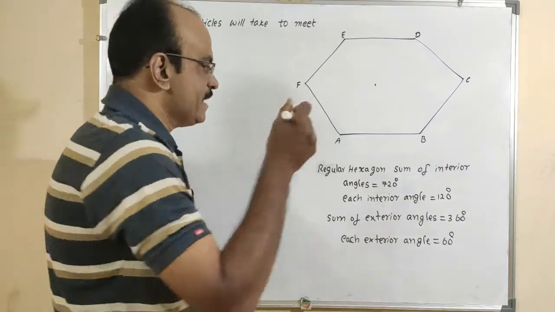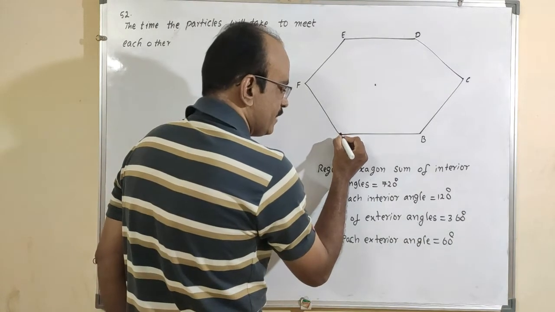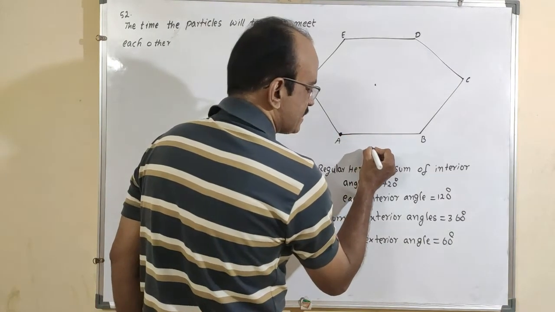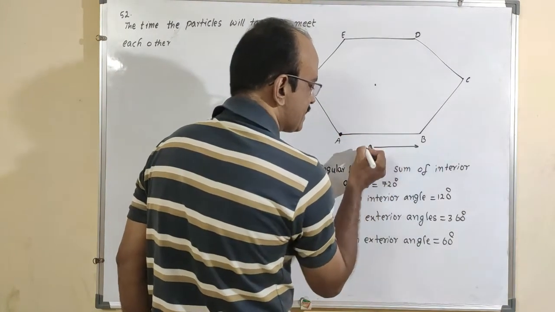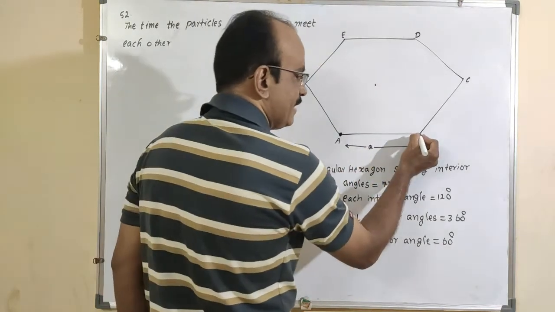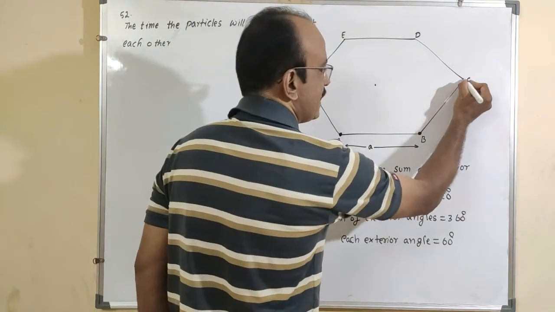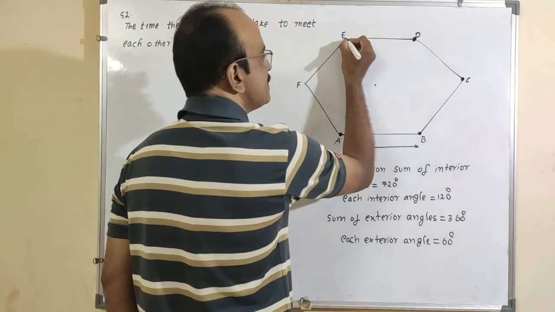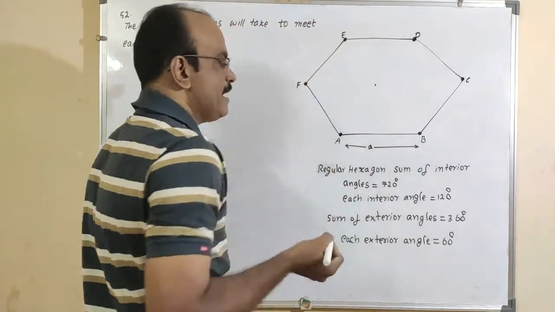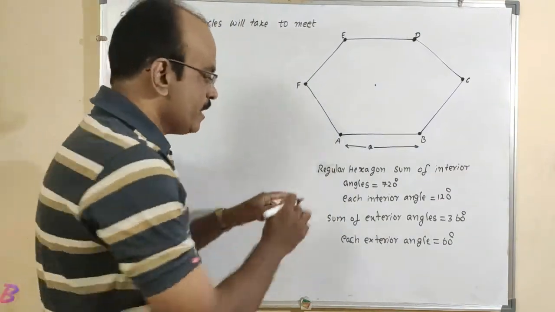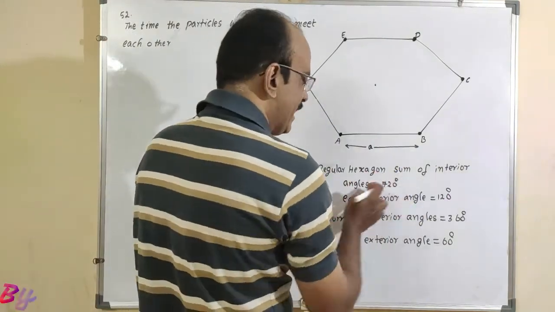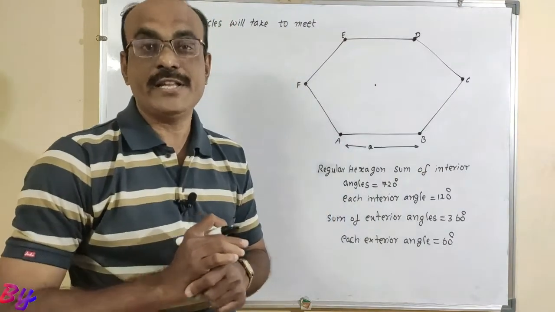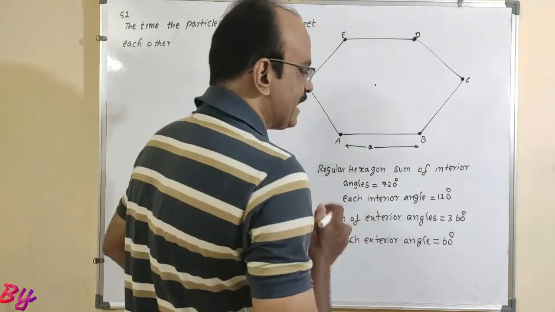Question, what is given? It is a regular hexagon. The side of the regular hexagon is A, and six particles are placed at the corners of the regular hexagon, A, B, C, D, E, F. And here one thing we have to know: in a regular hexagon, the sum of the interior angles is 720 degrees. So each interior angle is 120 degrees.